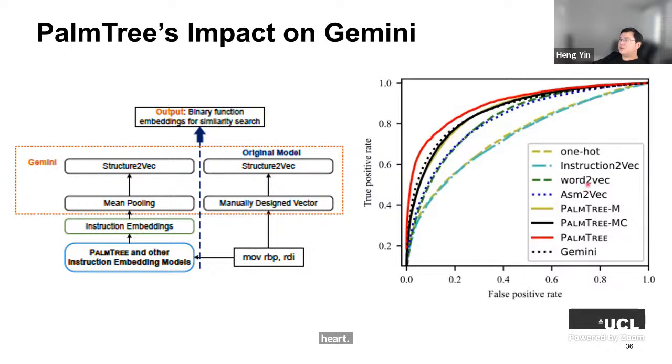Okay, and if we look at PalmTree and the different variants of PalmTree that take away some features, they are more or less similar to the original Gemini, but the final version performs better than Gemini. So we can see that with a better instruction embedding, you actually improve the results.